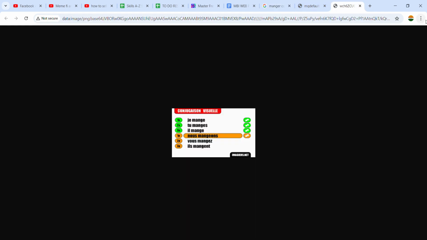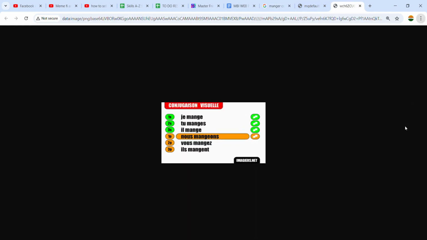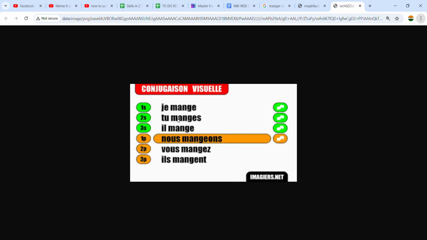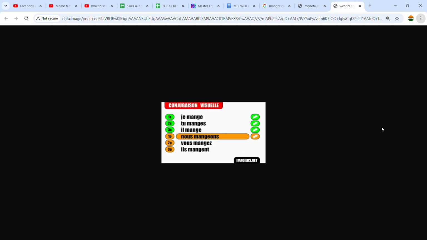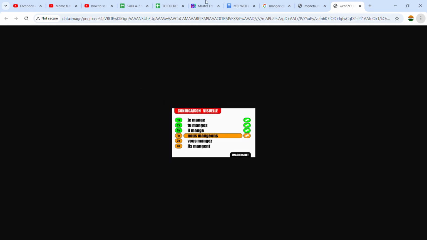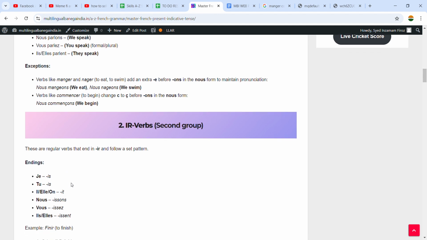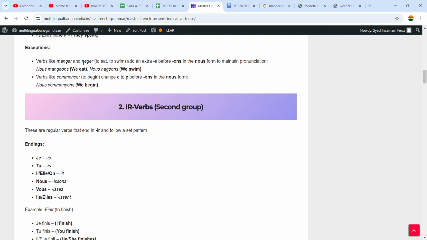So let me zoom it. So you can see here, je mange, tu manges, il mange. Ending is same, but here in mange extra e is added. Vous mangez, elle mange. Fine. I hope you will understand. In the same way, you need to do the conjugation of nager verb yourself. It's here nager, which means to swim.